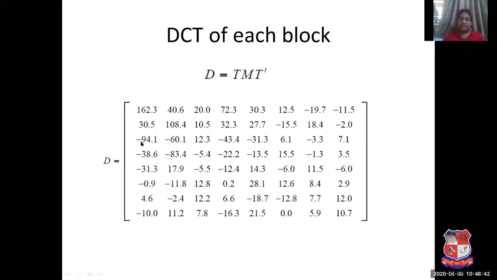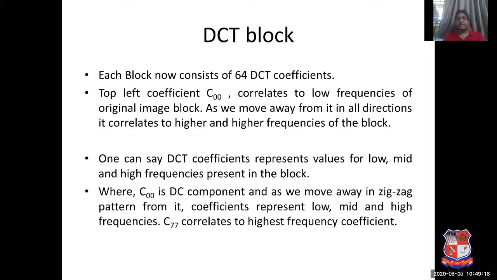If you move in this zigzag pattern, as you move away from the DC value, the frequency is increasing. Initial components are low frequency, then there will be mid frequency, and as you go further away, there will be high frequency components. This C77 represents the highest frequency component. So 10.7 is the highest frequency component, and 40.6, 30.5 are the nearer low frequency components. Basically, the entire DCT block contains four kinds of information: the DC value, low frequency values, mid frequency values, and high frequency values. This is what this slide wants to say.